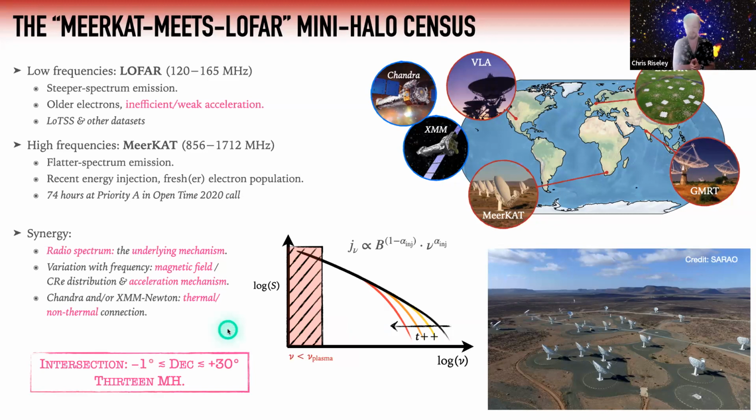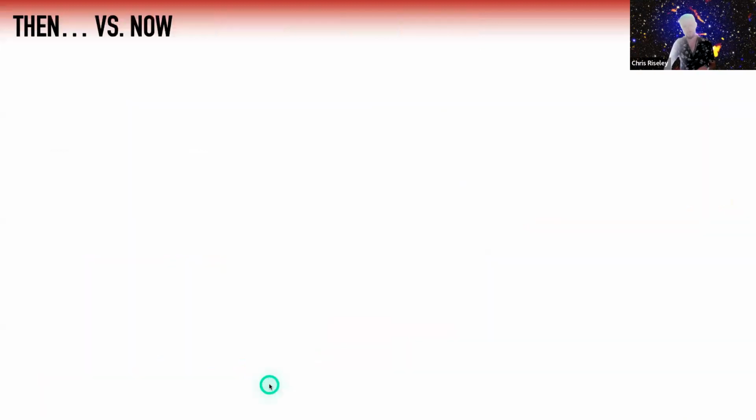Now, as I mentioned, these clusters are on opposite sides of the world. So the intersection of the observable sky for each of them, where we can still get long track observations and get good sensitivity, gives us a sample of 13 mini halos. So this is what we did. We got 74 hours of priority A MeerKAT time in the Open Time 2020 call. We're making use of LOFAR surveys and other data sets to provide the low frequency view. And I've got 3 different clusters to present to you from the MeerKAT meets LOFAR census today.